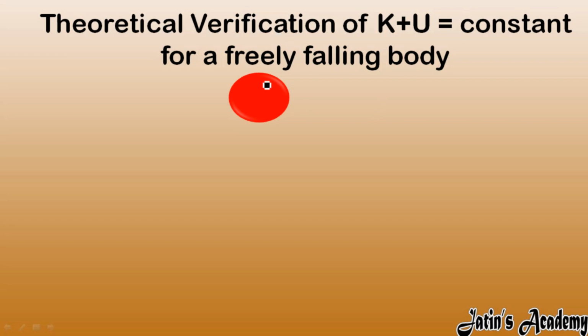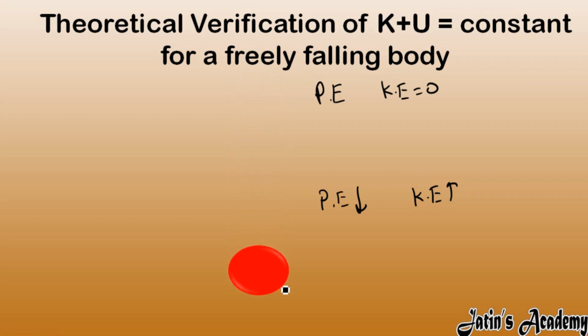So the ball at some height is having some potential energy, and when the ball is moving downward, potential energy keeps on decreasing. Initially the ball is at rest, so kinetic energy is 0, and as the ball moves down its kinetic energy keeps on increasing. Potential energy is maximum at the top. So here what will happen, the whole potential energy is converted into kinetic energy. So let's see the derivation.